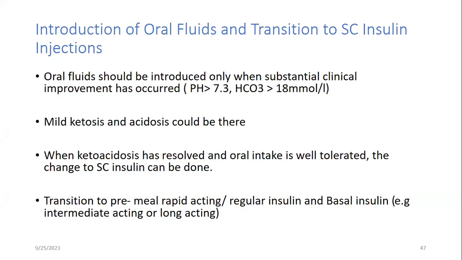And usually, from Dr. Laigong's lecture, we talked about the type of insulin we put these patients on. So you can transition to pre-meal rapid acting or regular insulin and basal insulin. For basal insulin, you can choose the intermediate acting or the long acting based on availability. Intermediate acting is something like NPH. Long acting is something like Lantus. Rapid acting, something like Novorapid. Regular insulin, something like what we have in the counties, Actrapid insulin.